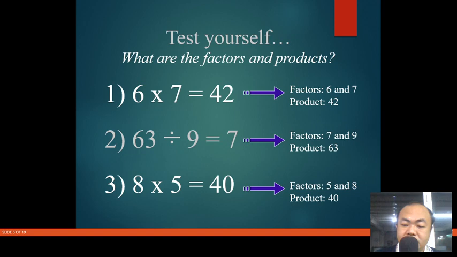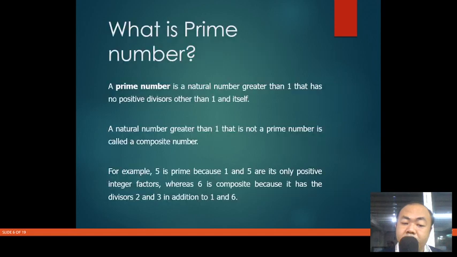Now we are going to talk about prime numbers. A prime number is a natural number greater than 1, so the smallest is 2, with no positive divisor other than 1 and itself. A natural number greater than 1 that is not a prime number is called a composite number. So for a number more than 1, we have two kinds. The first is called a prime number, and the other one is called a composite number.